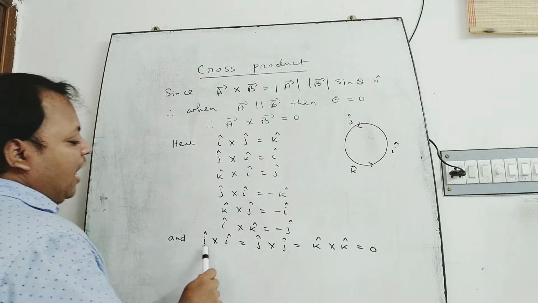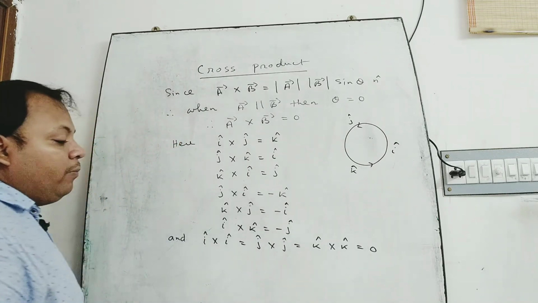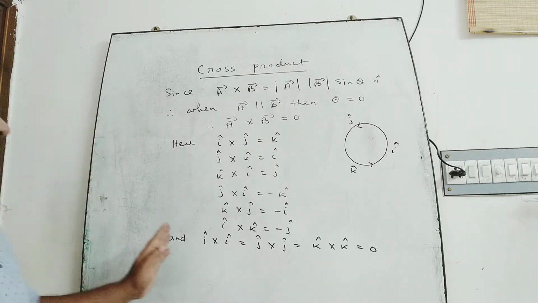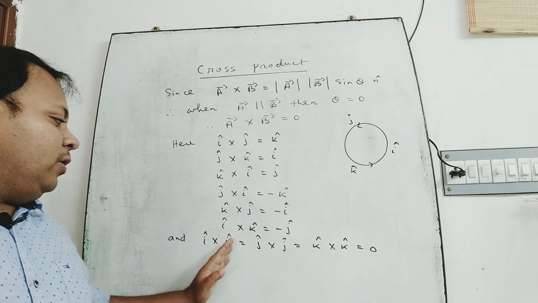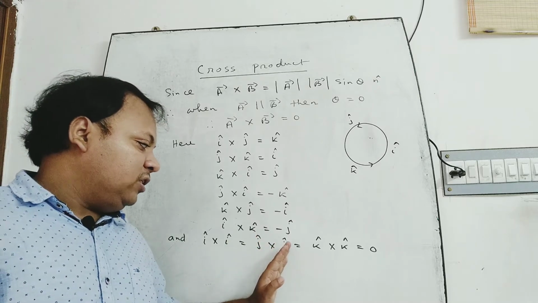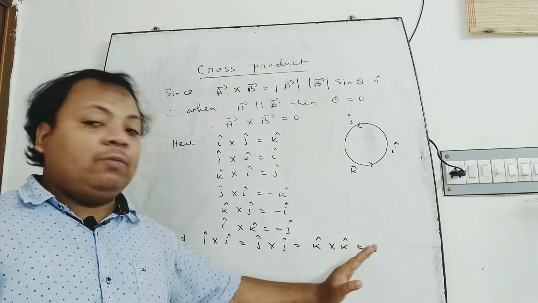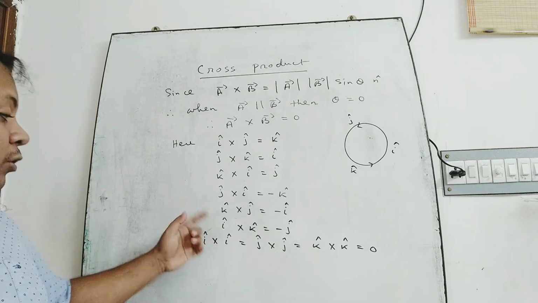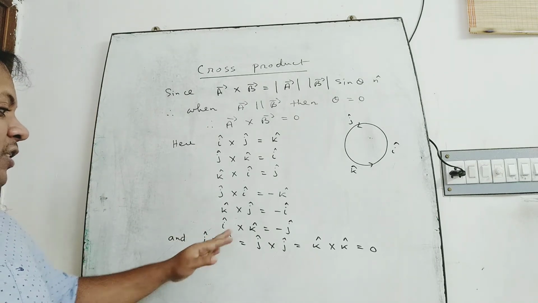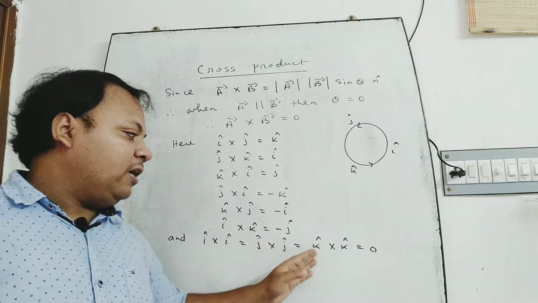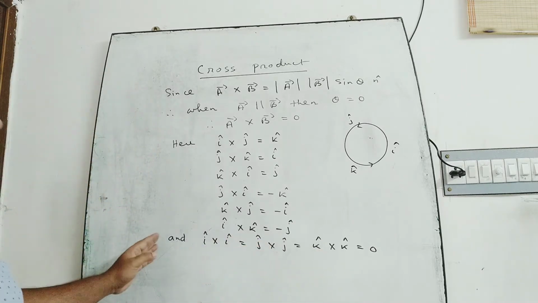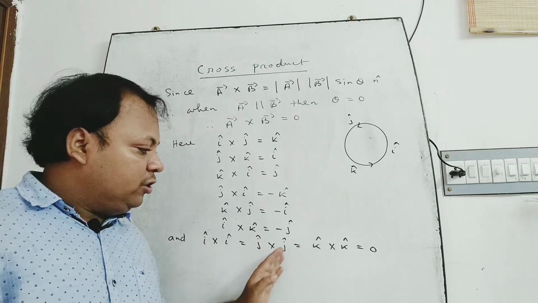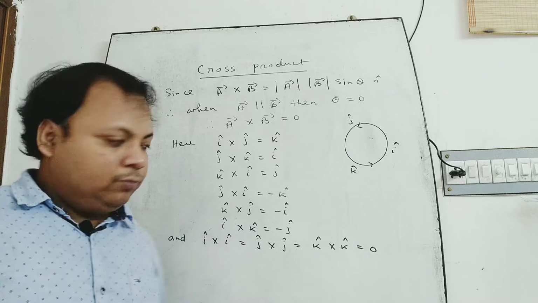Since i cap, j cap, k cap are mutually perpendicular unit vectors, therefore i cap cross j cap is equal to k cap. Since i cap is parallel to itself, j cap is parallel to itself and k cap is parallel to itself, therefore i cap cross i cap gives 0. Similarly, j cap cross j cap gives 0 and k cap cross k cap gives 0.